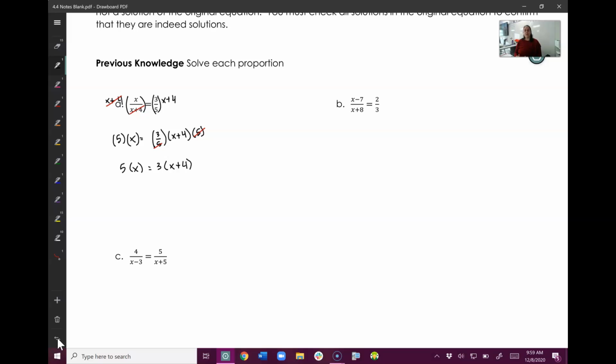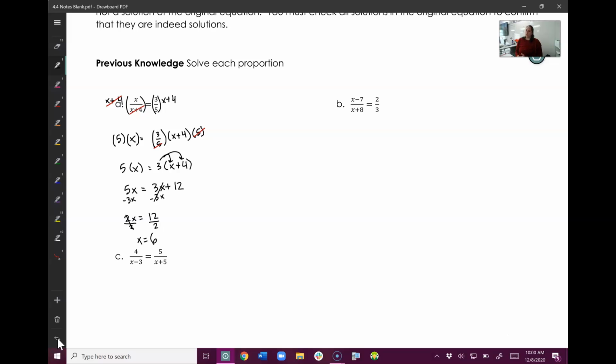So we're now left with this equation that's kind of like the equations that you did in junior high. So for this equation, we need to distribute first. So 5 times x is 5x. Distribute that 3. So I get 3x plus 12. And now I'm going to start combining like terms. So I'm going to subtract 3x from both sides. So I've got 2x equals 12. Divide by 2 on both sides. So I get x equals 6.